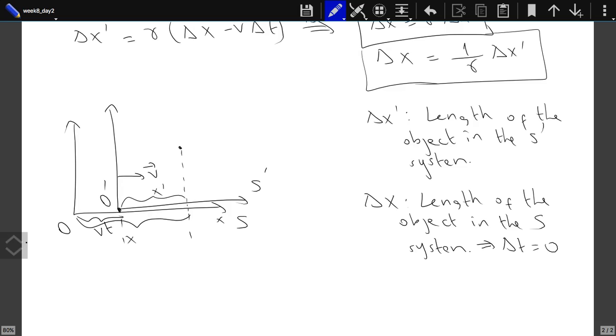When I say that delta T is equal to 0, that means that I'm measuring the position of the two ends of my object at the same time in the S reference frame. But two events that happen at the same time in one reference frame do not happen at the same time in a different reference frame. So if the object is accelerating, these are not relevant. Acceleration, we are not taking them into account.